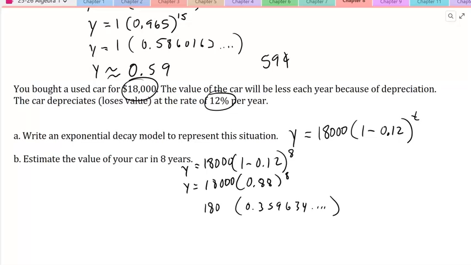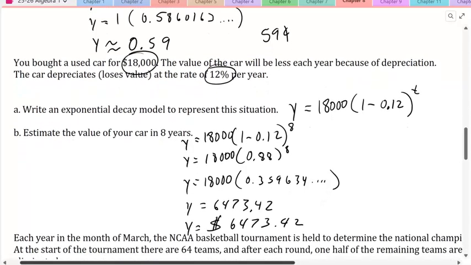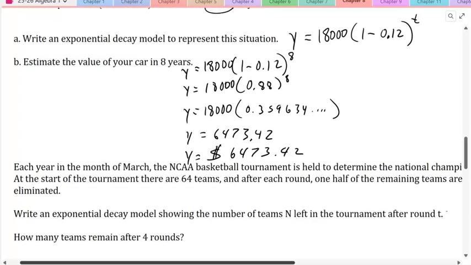Now, then we're going to multiply that times 18,000. So, times 18,000 equals, all right, the value of the car, calculator says 6473.42, and some other stuff after it, but we don't need to worry about that because that's the value, 6473 and change. That's the value of the car after 8 years with 12% depreciation. Kind of makes you wonder about buying cars, doesn't it? Worth $18,000 when you bought it, now it's only worth less than $6,500.